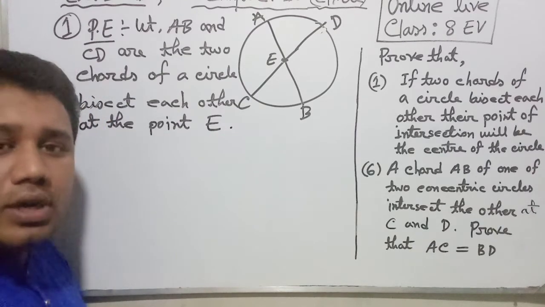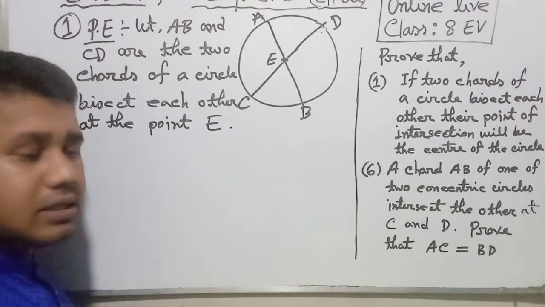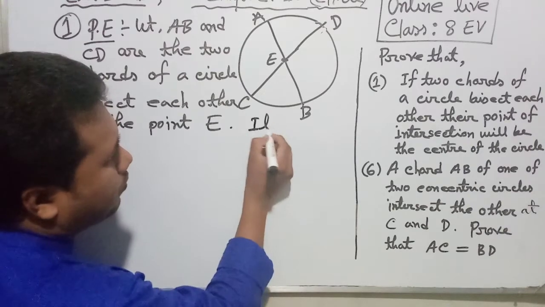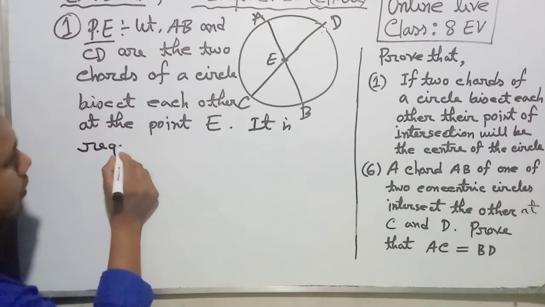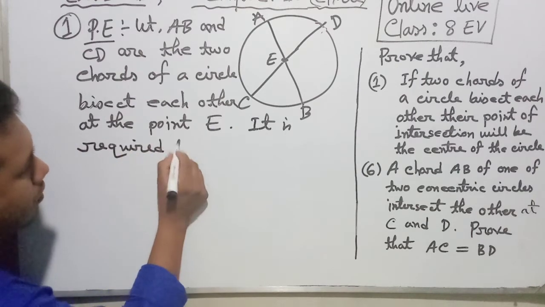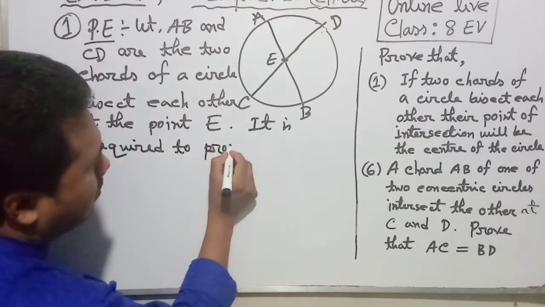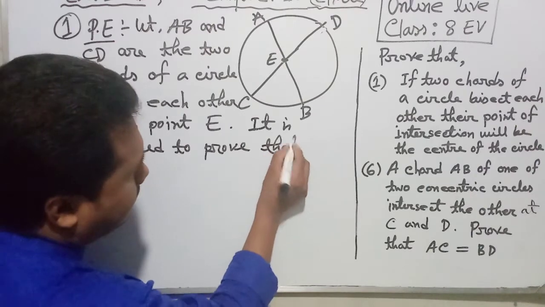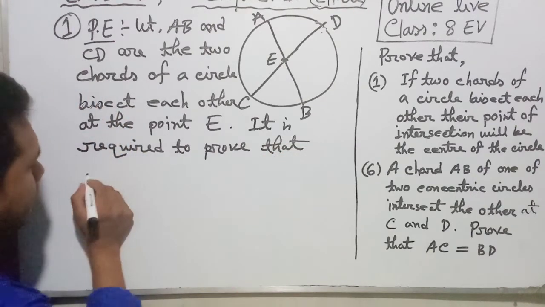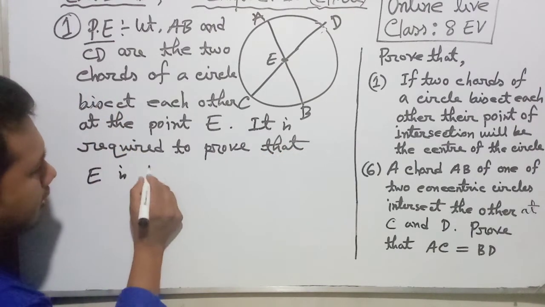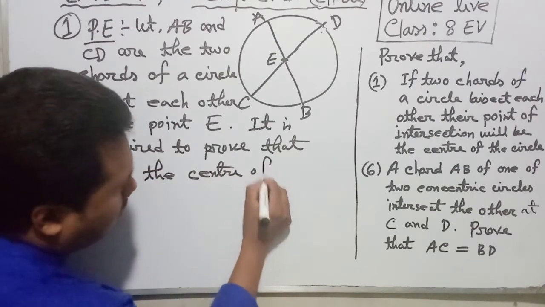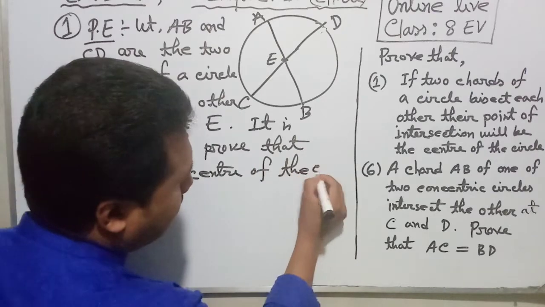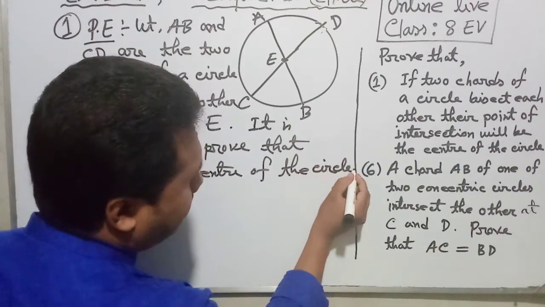So at the point E they bisect each other. Now it is required to prove that E is the center of the circle. So this is our statement.